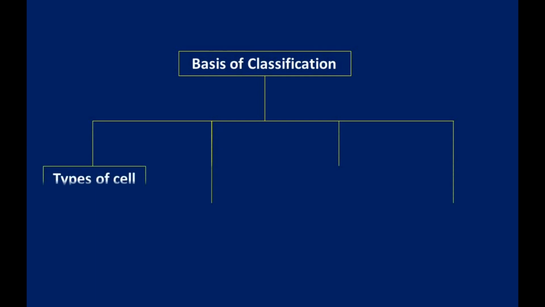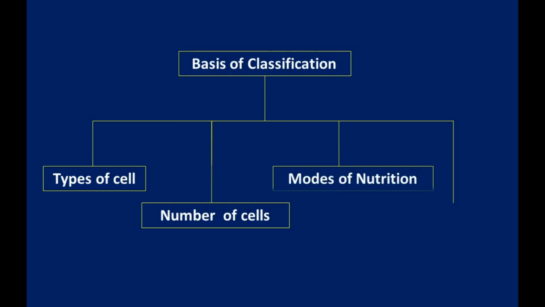So, on which basis are the organisms classified? They are classified on the basis of their types of cells, number of cells, modes of nutrition, and whether the cell wall is present or absent. So these are the most important bases of classification. On the basis of these characteristics, organisms are classified into different groups. These are types of cell, number of cells, mode of nutrition and cell wall.